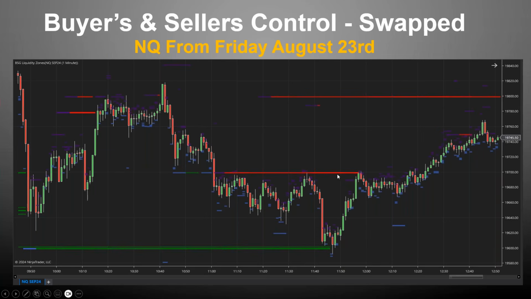When was the control lost? Liquidity was swept. Look at this. The control is gone, guys. When the control is gone, what happens to the price? It can go anywhere. I'm not saying it will go up or down. When the control is gone, you will not know which side the price is going to go until you see the new control come in.